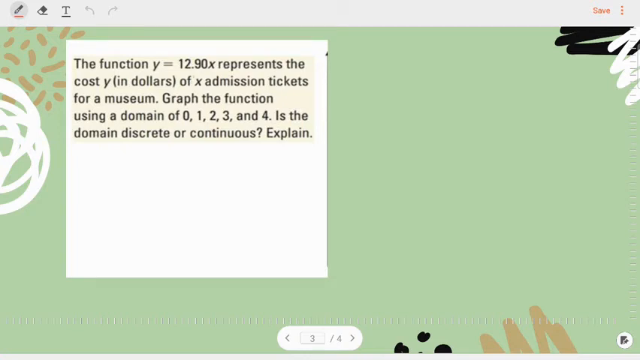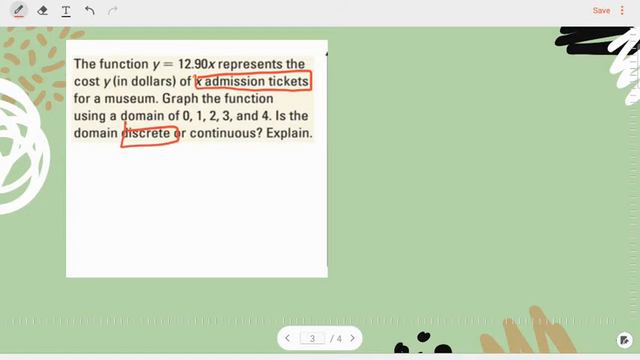Now remember to look at the inputs to decide if something is discrete or continuous. If my input is the number of admission tickets, can I buy half an admission ticket? And if the answer is no, then this is going to be discrete.